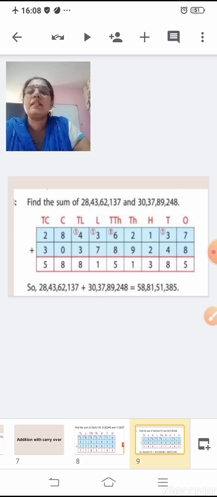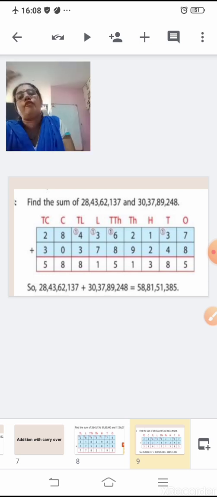Same way in the lakhs place, when it is added you get 11. So 1 is written, 1 is carried over to the 10 lakh place. In the 10 lakh place, when you add the numbers, you get 8. In the crore place, 8 plus 0 is 8. And in the 10 crore place, 3 plus 2, when you add, you get a single digit number, that is 5. So when you add it, your answer is 58 crore 81 lakh 51,385. Okay, so simultaneously have the habit of reading the answer in words.